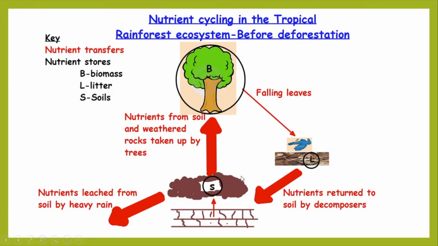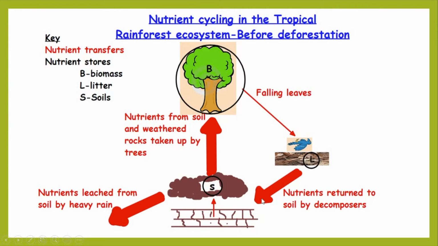Even if you tried to go back into that area and do an afforestation project, plant loads of trees back in, if you've left it too long, there's no nutrients left in the soil anyway. Because number one, there's no litter to rot in. And number two, without the canopy of the rainforest protecting the soil from the heavy rain, any nutrients that were left will get washed straight out as soon as it rains.